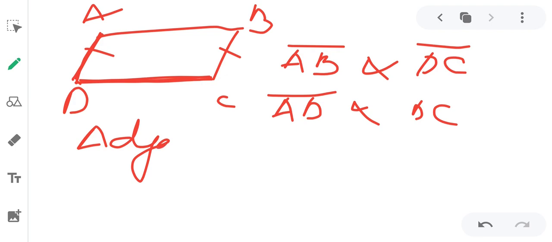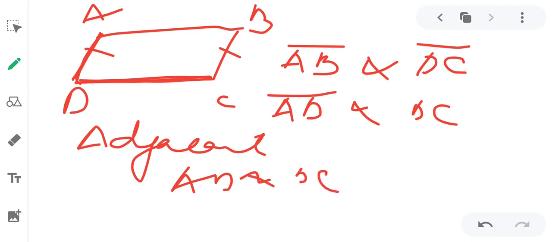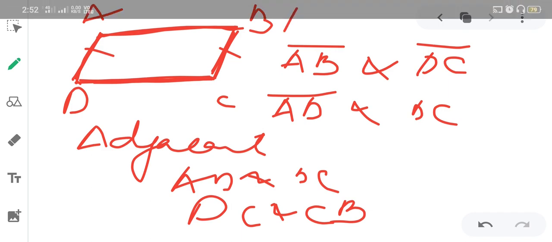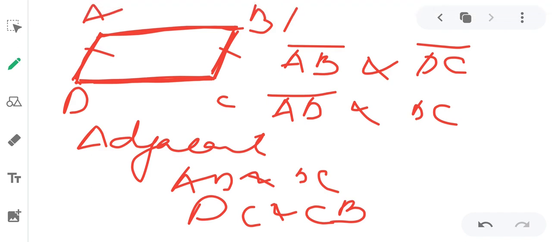So adjacent sides: AD and DC are two adjacent sides. DC and CB are two other adjacent sides. Similarly, CB and BA are another two adjacent sides. Then AB and AD are another two adjacent sides. Okay. So one of the elements that we talked about was opposite sides, and the second was adjacent sides.